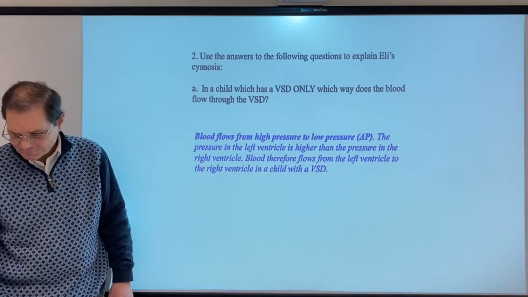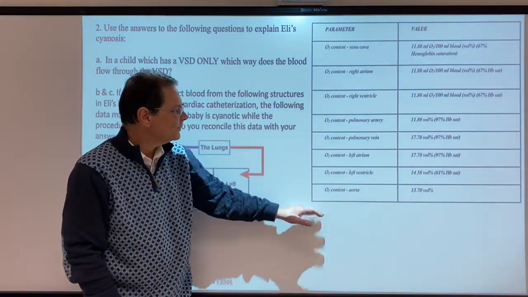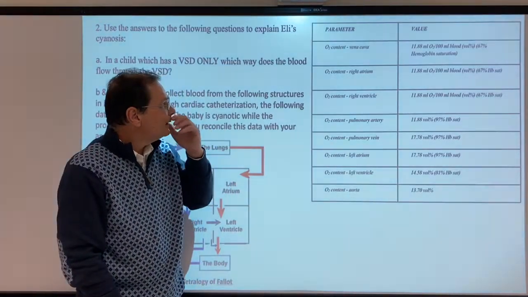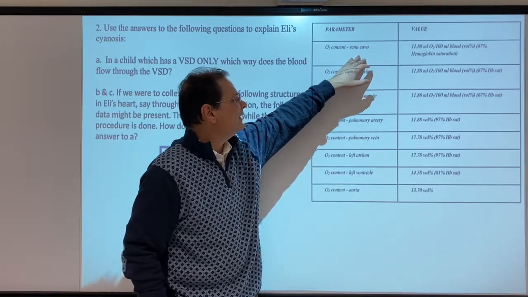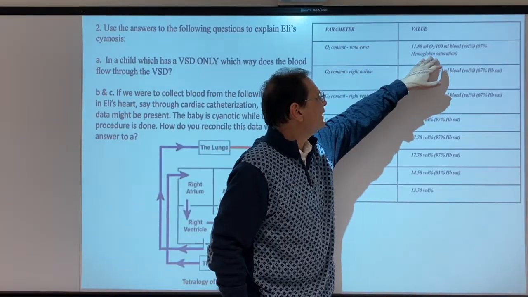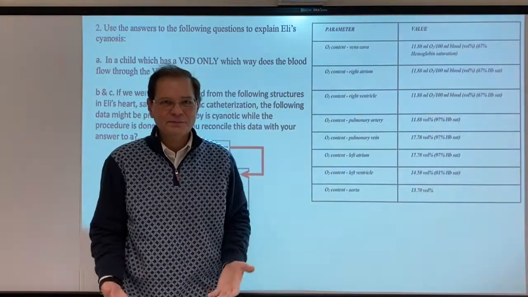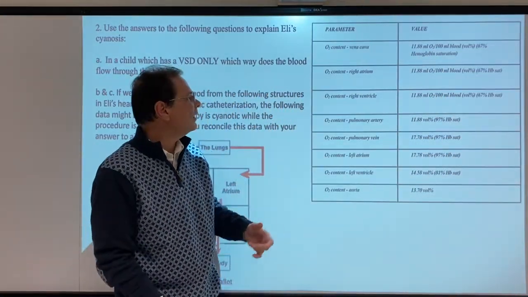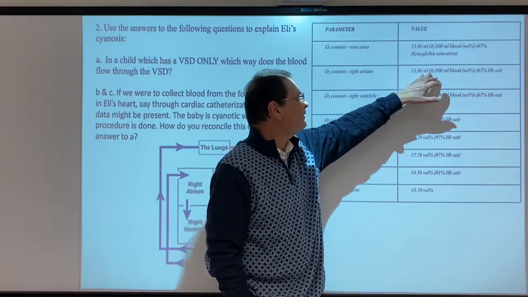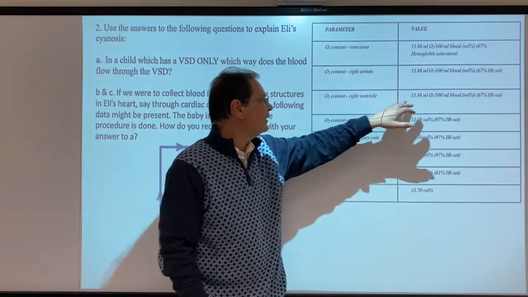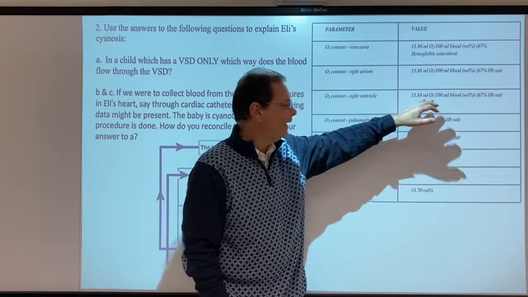So then I gave you this oxygen data that you see here. If we walk through it, the oxygen content of the vena cava, 67% saturation, that's pretty low, which it should be. It's venous blood coming back into the right heart. The oxygen content in the right atrium should be the same as the vena cava, and it is. And the oxygen content of the right ventricle should be the same as the right atrium, and it is. Okay?